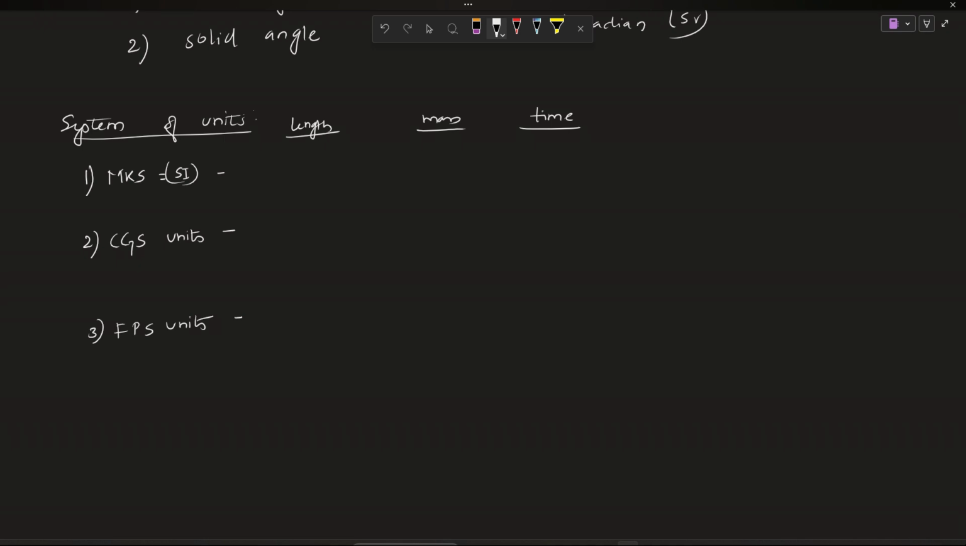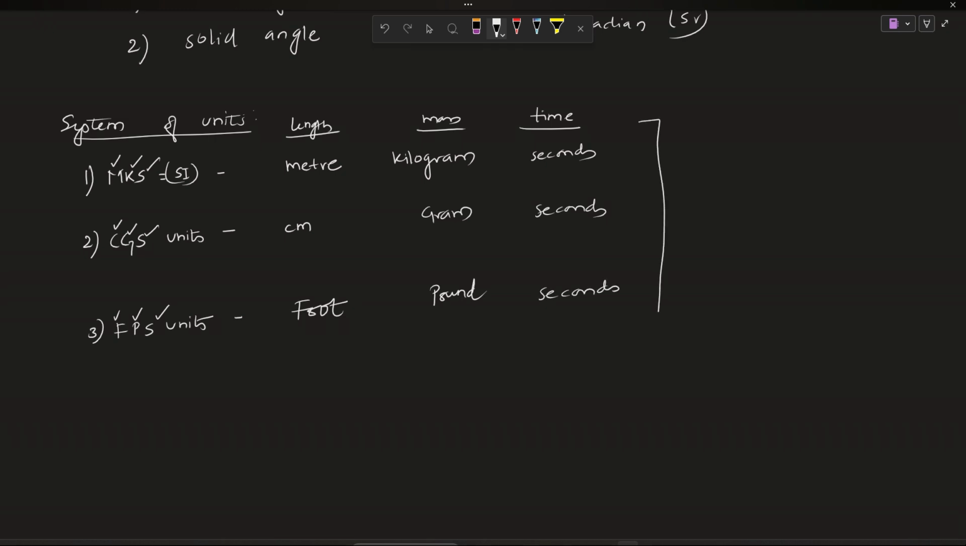In the MKS system of units, the standard unit of length is meter, in CGS it is centimeter, and in FPS it is foot. The mass in MKS is taken as kilogram, in CGS as gram, and in FPS as pound. And the unit of time in all three is taken as seconds. So these are the three popular systems of units: MKS, CGS and FPS.